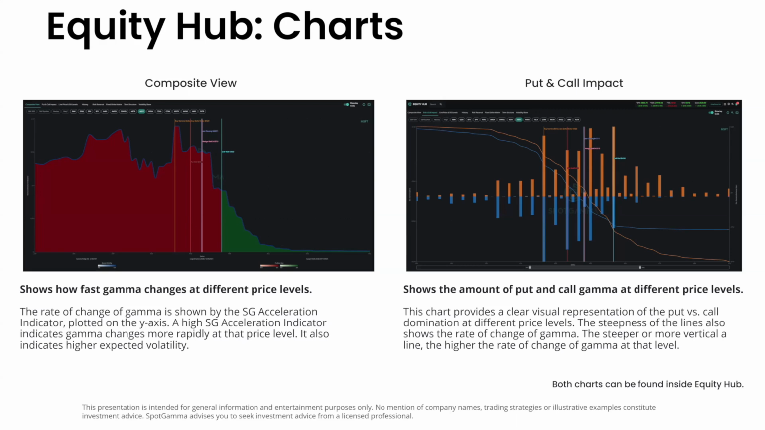The put and call impact chart shows the amount of put and call gamma at different price levels. This chart provides a clear visual representation of the put versus call domination at different price levels. The steepness of the lines also shows the rate of change of gamma. The steeper or more vertical a line, the higher the rate of change of gamma and volatility at that level.